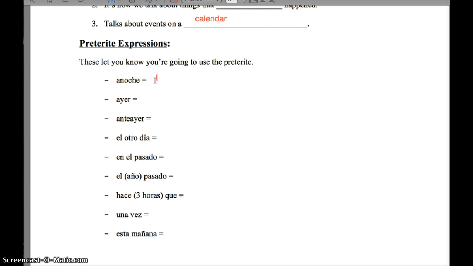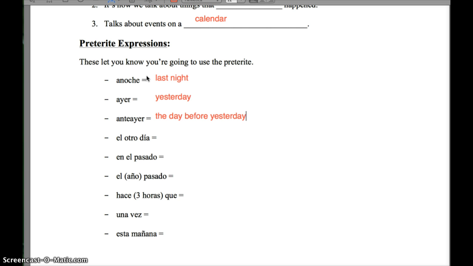Anyway, anoche means last night, which should be pretty easy because it has the word noche in it. Ayer means yesterday. Hopefully, y'all know that already. Anteayer, antes means before, and yesterday. So, that would be the day before yesterday.